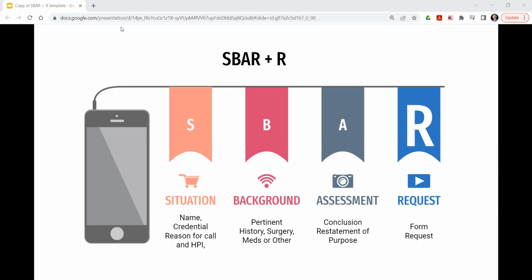Finally, we get to the R. This is the request. What is your request as the RN? What do you believe the patient needs? So you're not just calling to give someone a report about the patient, although I guess that could happen. That's rarely emergent. But instead, it's, I believe this patient needs your assessment now. I'm requesting new orders for, and you may ask for certain things.